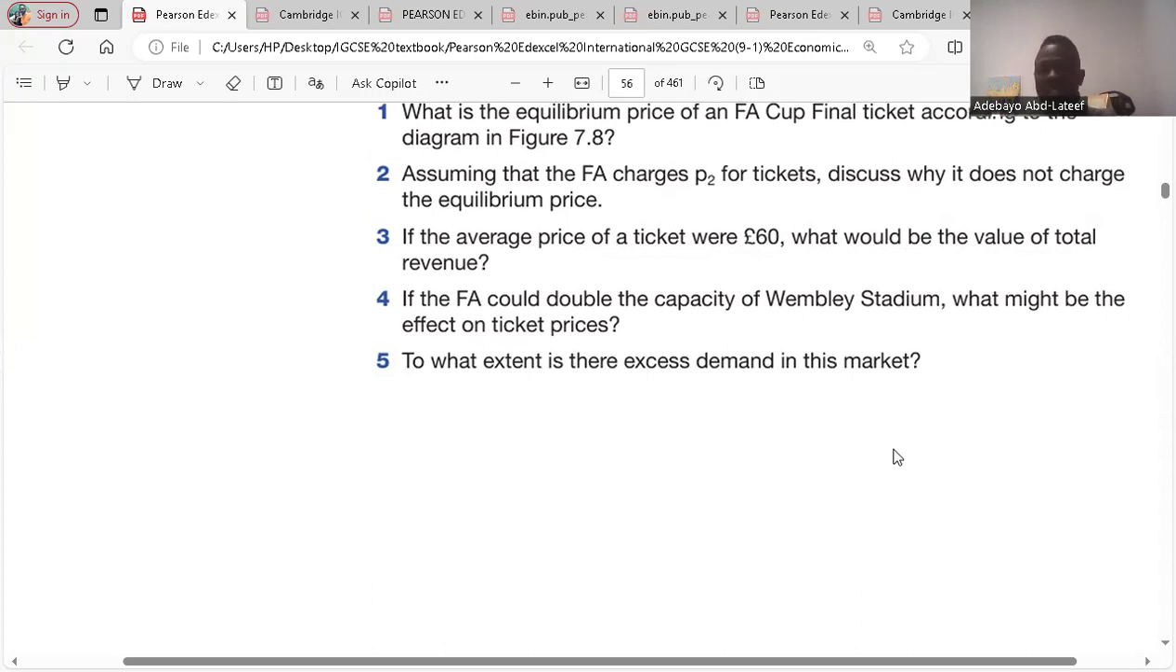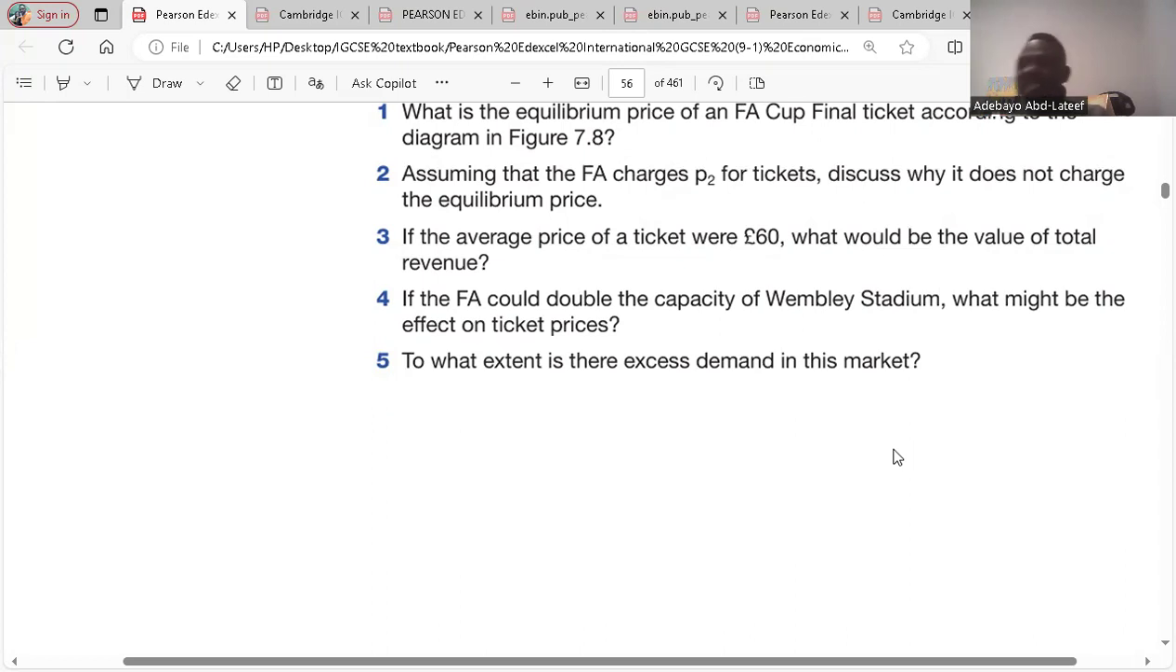I think I wrote numbers on them, right? Yeah. Okay. 9, 10, then 11. So the question, they said, to what extent is there excess demand in this market?